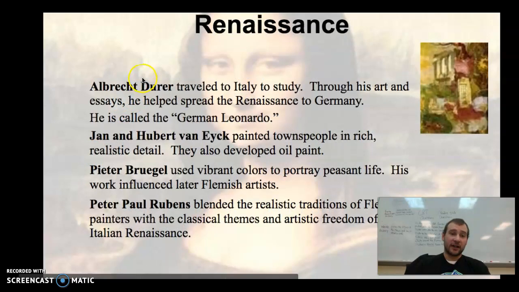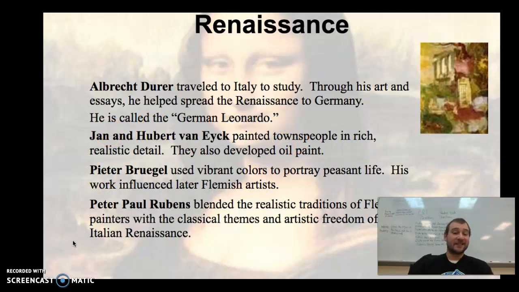Here are the guys we're going to look at. So jot this slide down. These are the four guys we're looking at. Albrecht Dürer traveled to Italy to study. Through his art and essays, he helped spread the Renaissance to Germany. He's called the German Leonardo. You'll see that one in the quiz. So Albrecht Dürer. You've got Jan and Hubert van Eyck. They're famous for developing oil paints. So let's jot that down. Van Eyck, oil paints.